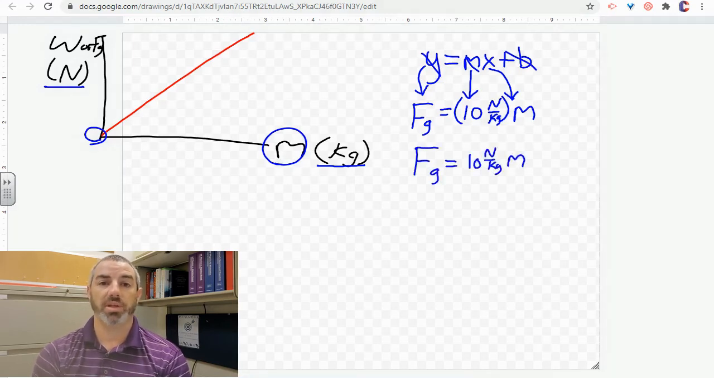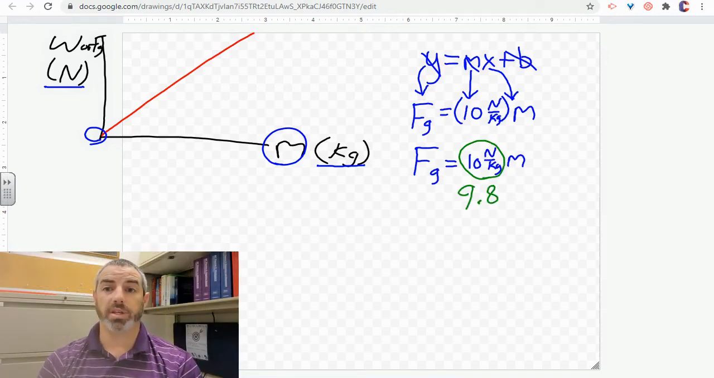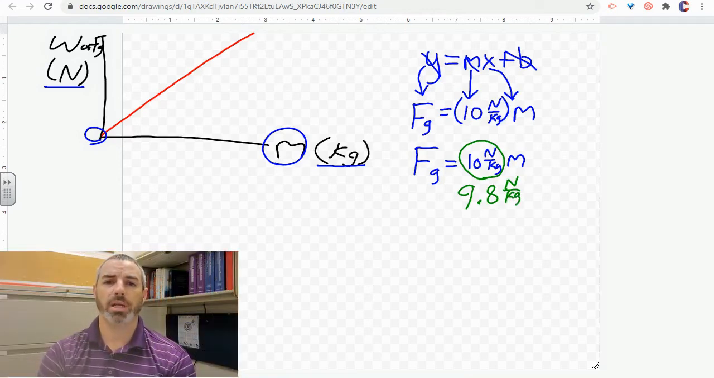So the slope is the connection between mass and weight. The actual value of the acceleration due to gravity is 9.8 newtons per kilogram, or 9.8 meters per second squared. So what does the slope mean? 9.8 newtons for every kilogram, 9.8 newtons of force for every kilogram of mass. So that means that the Earth supplies 9.8 newtons of force for every kilogram of mass.